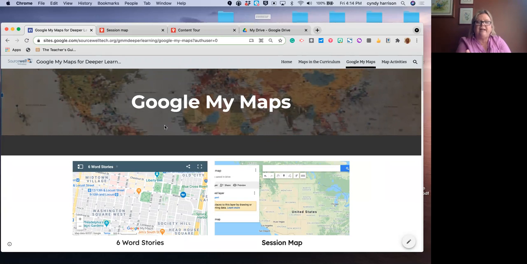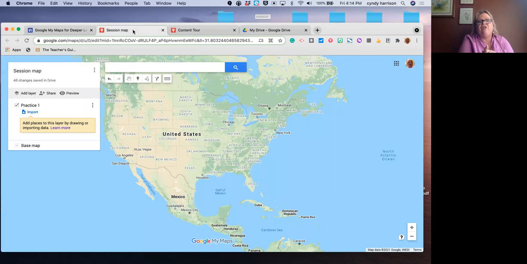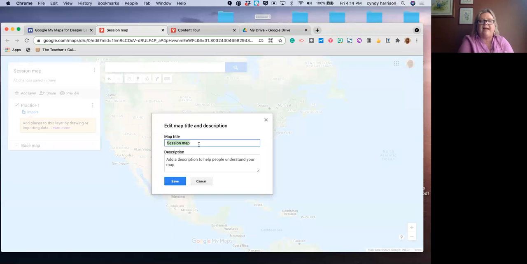So after we get in this map, or if you want to even start your own, you may do so at this time. And I just started this one. All I did here was I have the title. So you will be asked, if you're starting now, or start with untitled. And then you can add a description, practice during session.